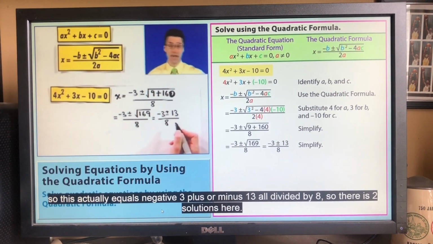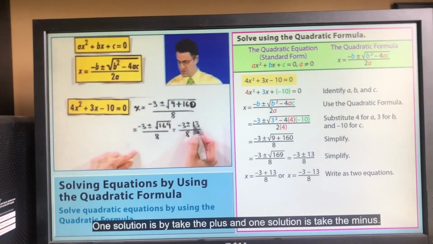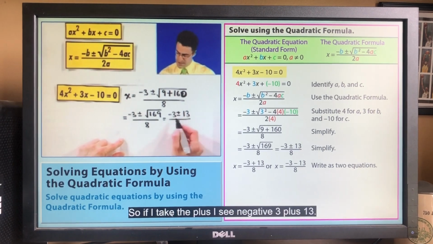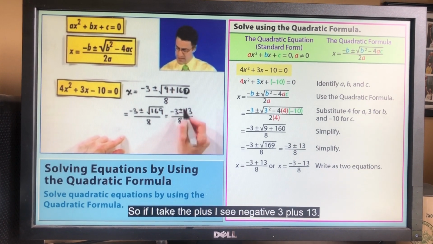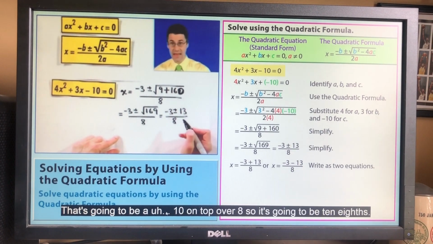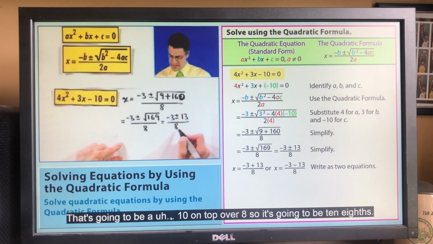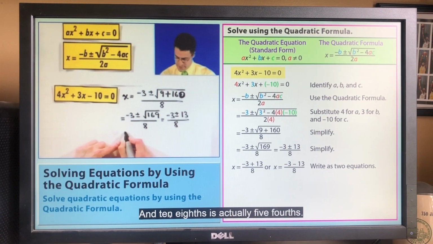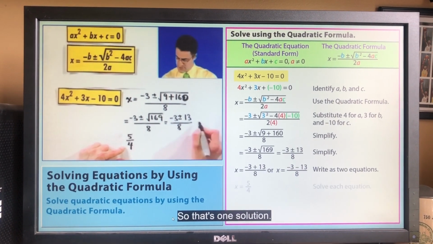So there's 2 solutions here, and I want you to see both solutions. One solution is when I take the plus, and one solution is when I take the minus. So if I take the plus, I see -3 plus 13, that's going to be a 10 on top over 8, so it's going to be 10/8, and 10/8 is actually 5/4, so that's one solution.